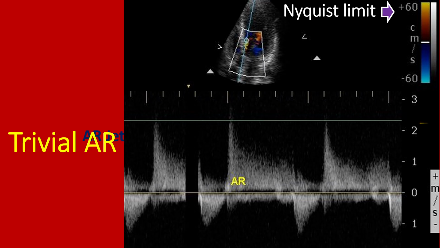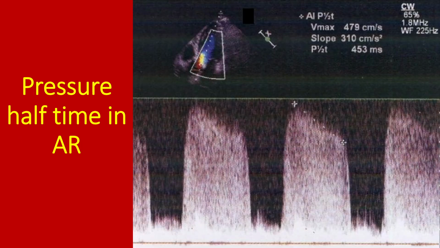The scale on the left lower side is the Doppler scale in meters per second, with positive values above the baseline and negative values below the baseline. Picture demonstrates measurement of pressure half time of aortic regurgitation jet using continuous wave Doppler from the apical 5-chamber view. Apical 5-chamber view with color Doppler is seen in the upper right corner of the image. The Doppler cursor is seen passing through the left ventricular outflow tract and aorta. AR jet is seen as the positive tracing above the baseline.